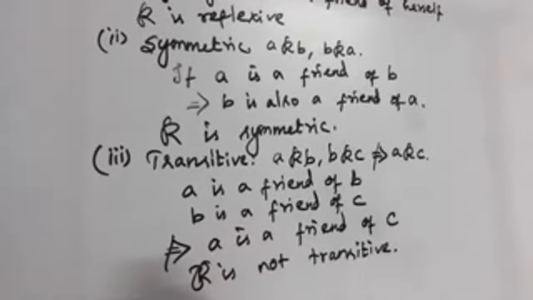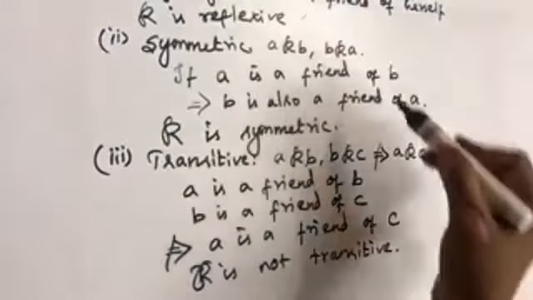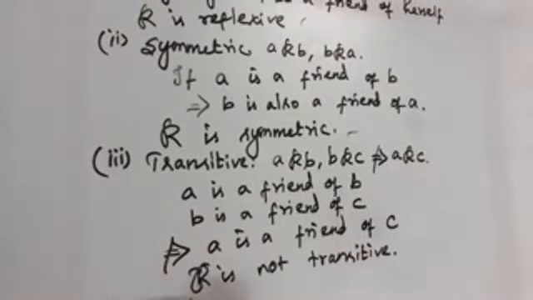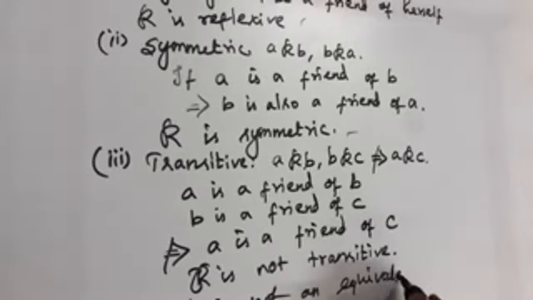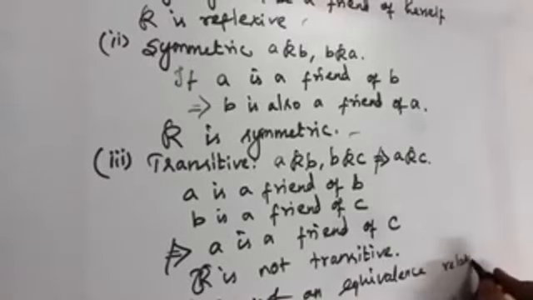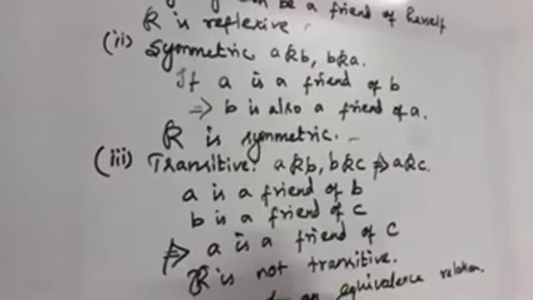So it is reflexive and symmetric, but it is not transitive. So friendship is not an equivalence relation.